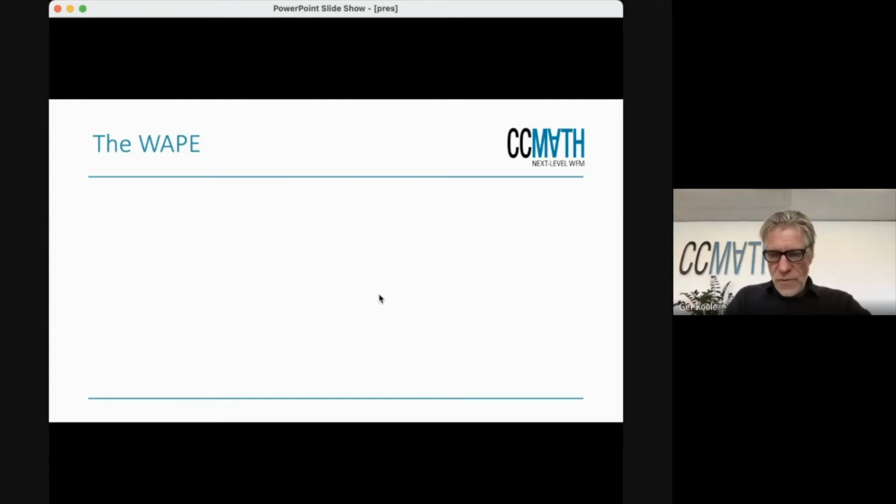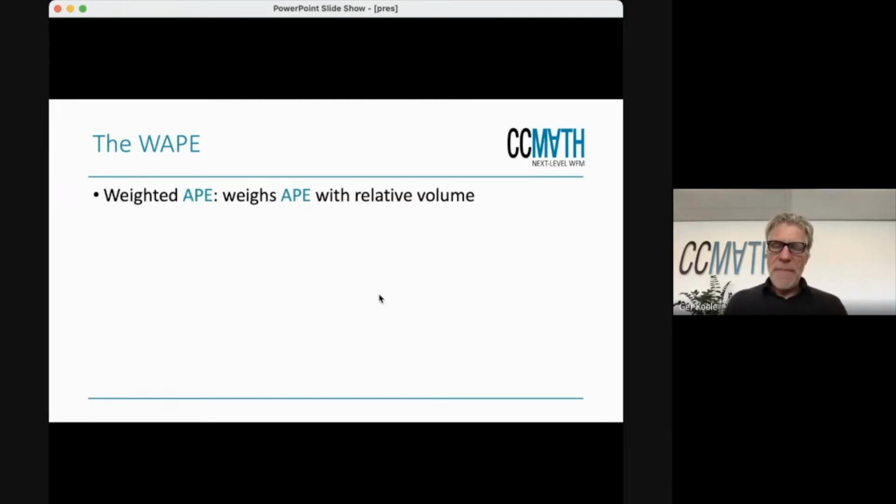The last one, and of course the one I want to focus on, is the WAPE. Now I told you that the MAPE has this problem that it gives a lot of importance to the errors at low volume. You can prevent that by weighing the errors, the APEs, according to the volume. So you give more importance to the errors in high volume and less importance to the intervals with low volume. That is the definition of the WAPE. The big advantage is that small volumes play a lesser role.